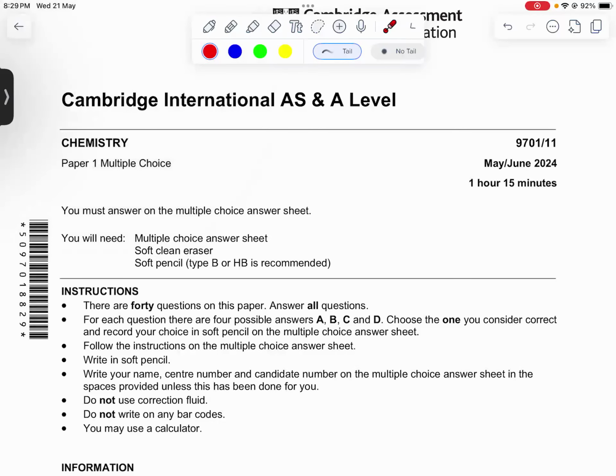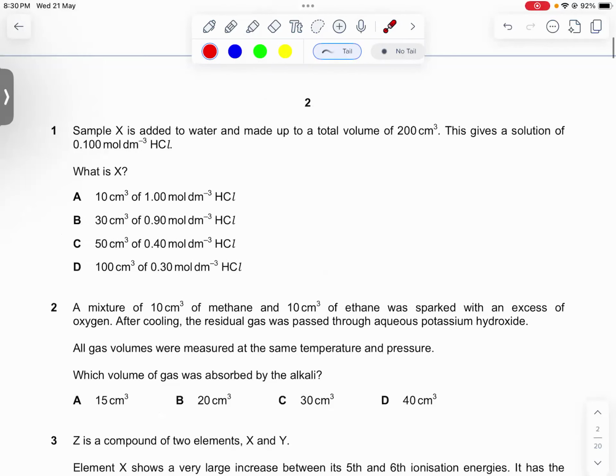All right. So today we are doing AS level chemistry paper 1 MCQs. The year is May June 2024. Paper 1 variant 1. Let's start with the first question.